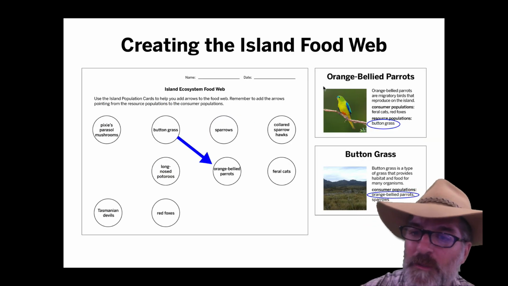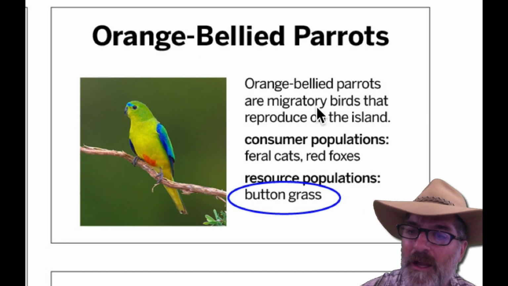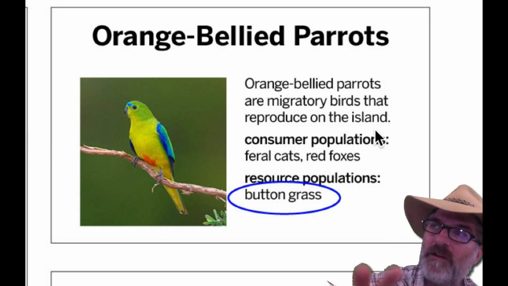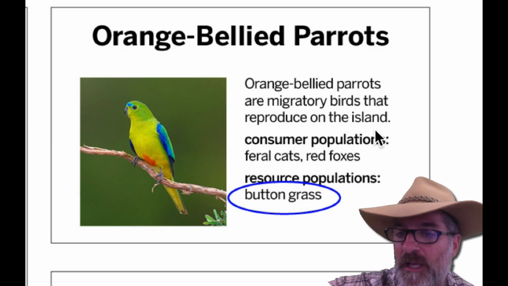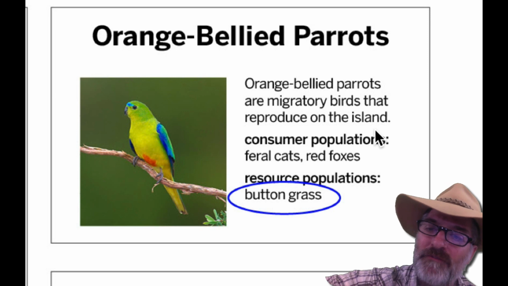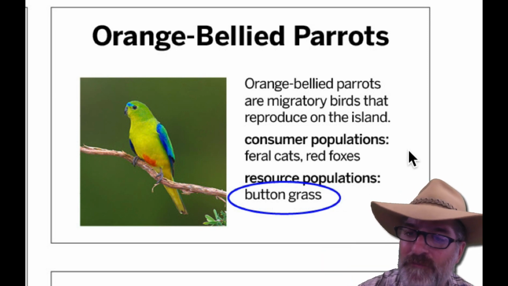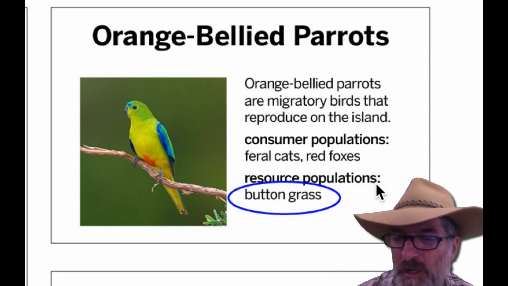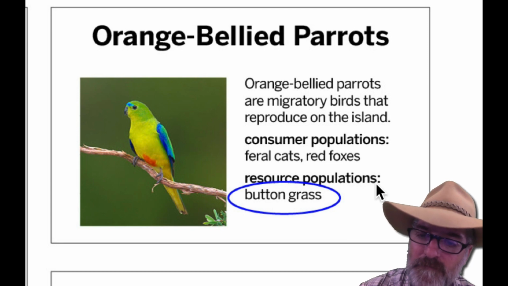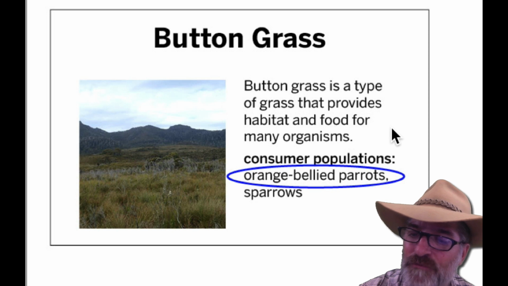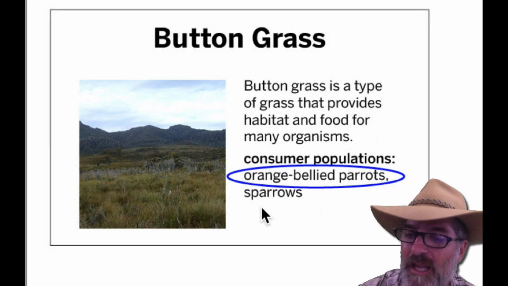So you've got the orange-bellied parrots right here. Orange-bellied parrots are migratory birds that reproduce on the island. But then in the winter, I think they fly to the mainland Australia, and then they fly to Tasmania back and forth, okay? Consumer population, feral cats and red foxes would eat the parrots. The resource population, what do the orange-bellied parrots eat? They eat the button grass. Okay, over here, button grass. Button grass is a type of grass that provides habitat and food for many organisms. Consumer population is the orange-bellied parrot, and then the sparrows.